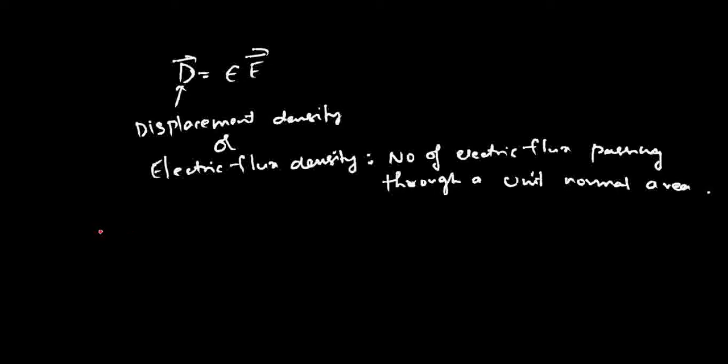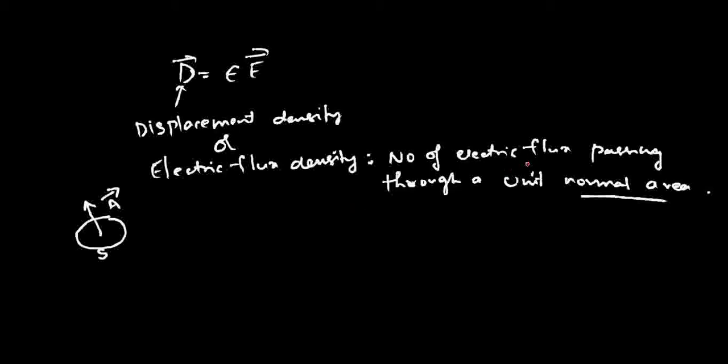Any surface is mathematically modeled in terms of a vector, say S bar or A bar, which is perpendicular to that surface. Area is always modeled as a vector perpendicular to the surface. So that's the reason whenever we define an area, we refer to it as a normal area. Now what is this electric lines of flux passing through a unit normal area?